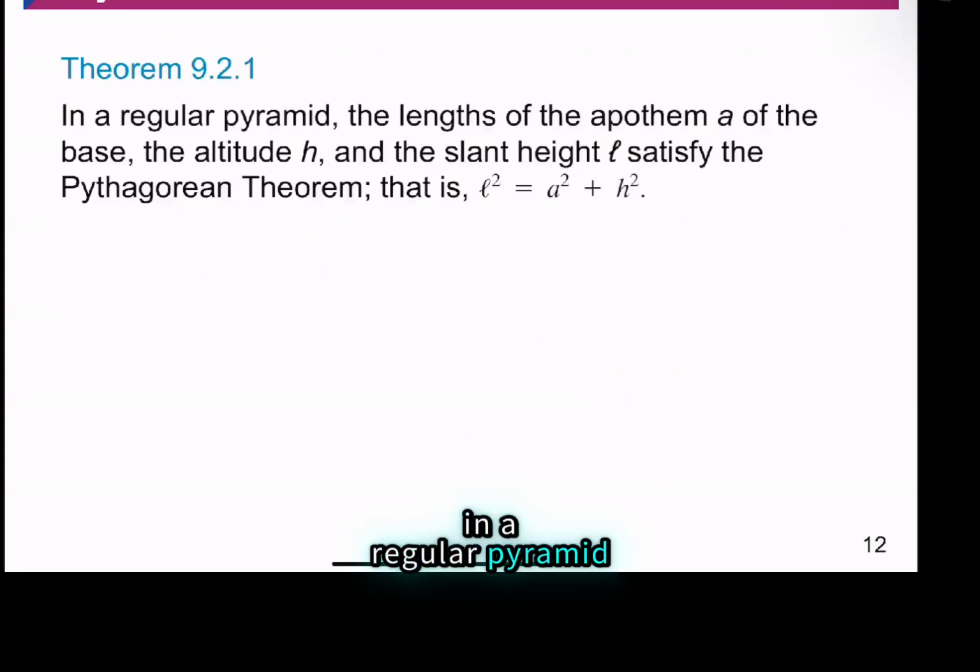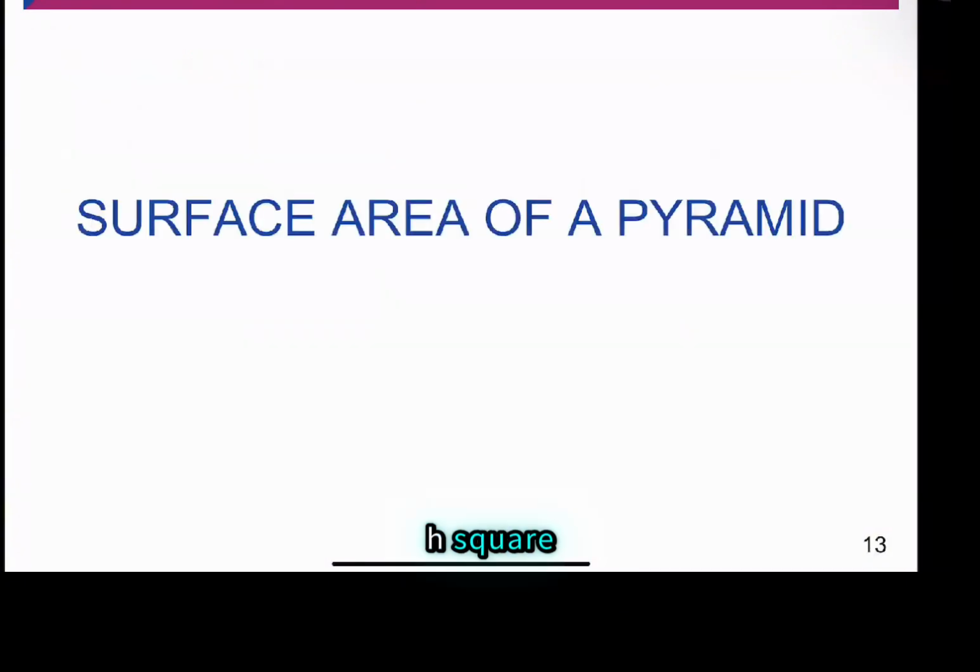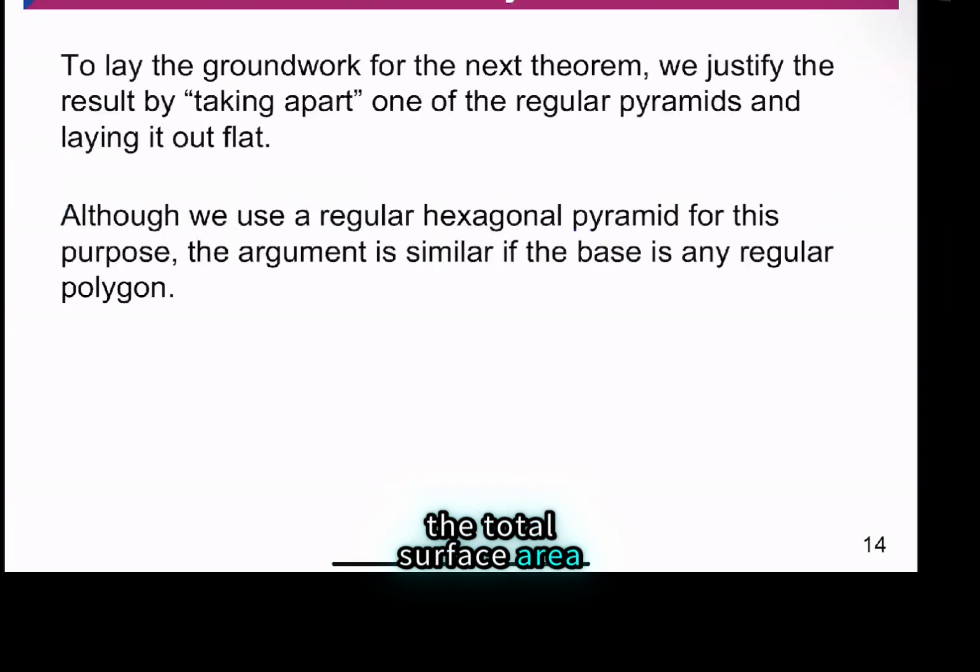In a regular pyramid, the lengths of the apothem A of the base, the altitude H, and the slant height L satisfy the Pythagorean theorem. That is, L squared is equal to A squared plus H squared. Now, for surface area of a pyramid, we have the lateral surface area and the total surface area.